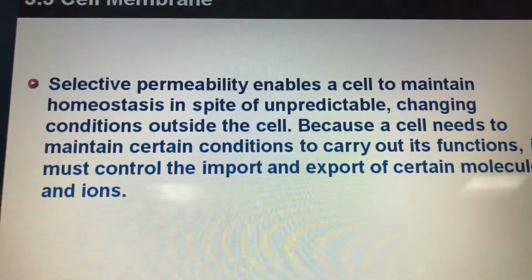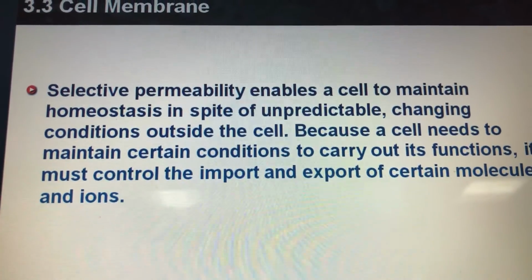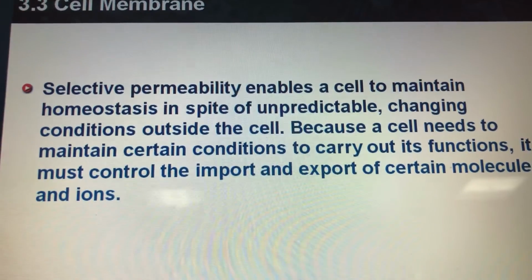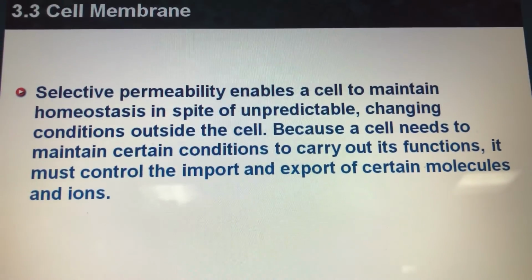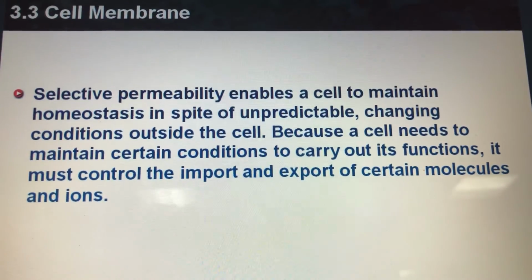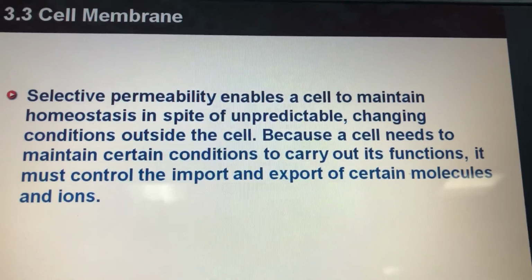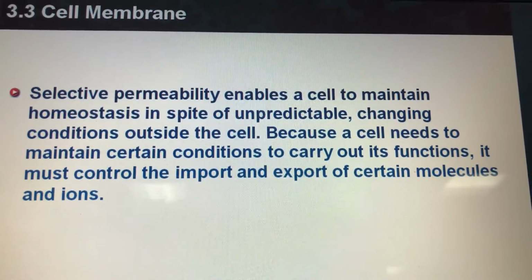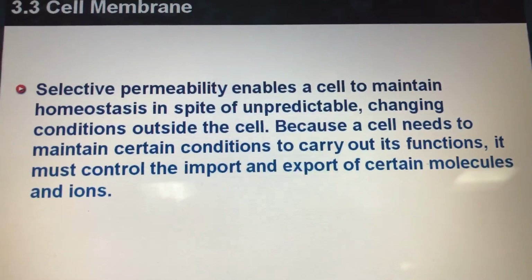So selective permeability enables a cell to maintain homeostasis because a cell needs to maintain certain conditions to carry out its function. If the cell maintains homeostasis, it can carry out its function properly, and it must control the import and export of certain molecules and ions.